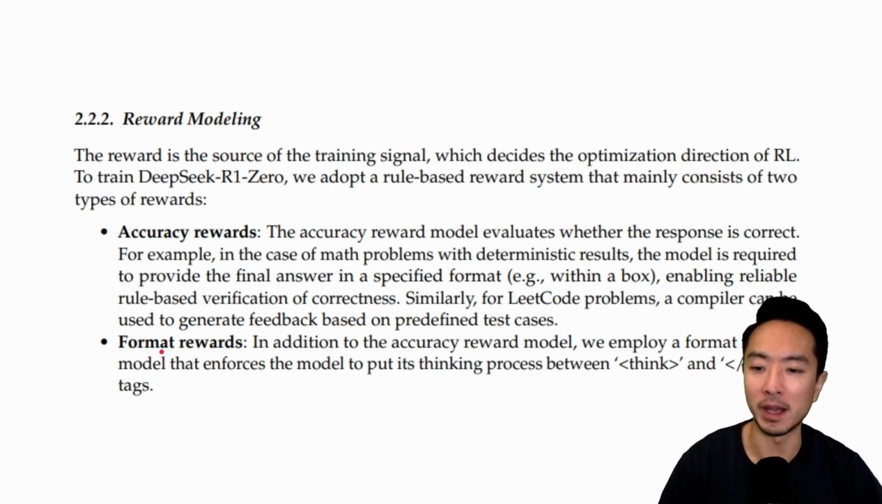And we also have the format rewards. In addition to accuracy reward model, we employ a format reward model that enforces the model to put its thinking process between the think and close think tags that we just talked about. So again, this format allows it to dissect its output in a more methodical way. For people that have done programming, they know that the more structured your inputs and outputs are, the easier it is for the program to understand what it's actually looking at.